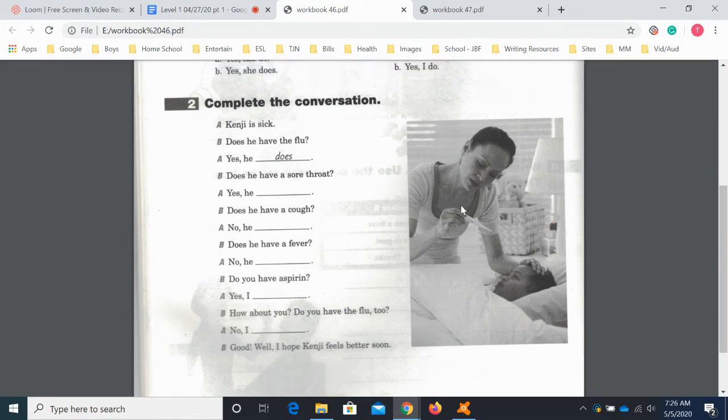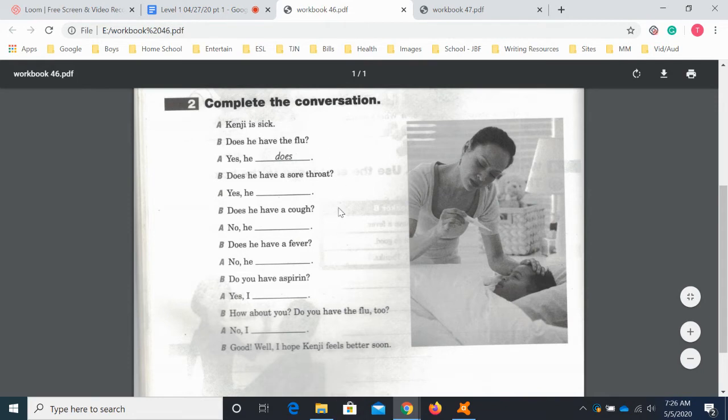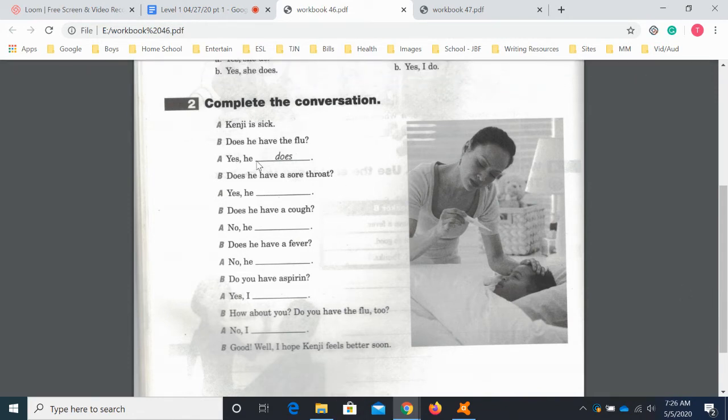So here's the mommy, and here's her son, Kenji. And we want to know what's wrong with Kenji, and that's what this conversation is about. Those are your answers. Yes, he does. No, he doesn't. Yes, I do. And no, I don't.